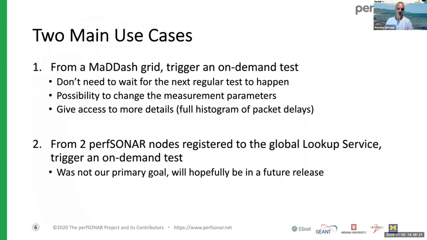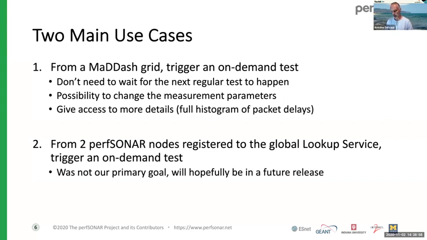So from there, and from other questions and our experience in the past with the PSUI, we drew two main use cases. The first is, from a MaDDash grid, to be able to trigger an on-demand test. The second one is actually a generalization of that: from any perfSONAR node registered to the global lookup service, trigger an on-demand test as well. This second use case is a bit more ambitious, so we decided to start with the first one.